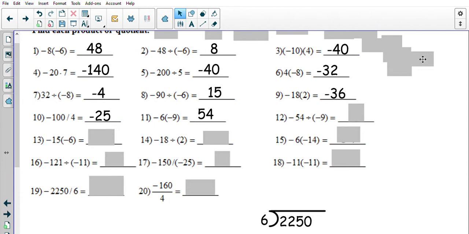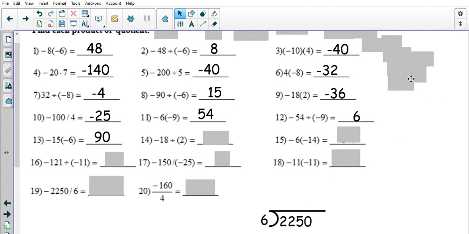Number 12, going the opposite direction. You're going to see a lot of repeats here. -54 divided by -9. 9 goes into 54 6 times, so my solution will be 6. Number 13, we saw something similar up here with number 8. If you're not sure what 15 times 6 is, again, 15 times 2 is 30, and since I have 6 of them, I need 2 other pairs. So I'm going to have 30 plus 30 plus 30, which is 90. And again, a negative times a negative is going to get us a positive solution.